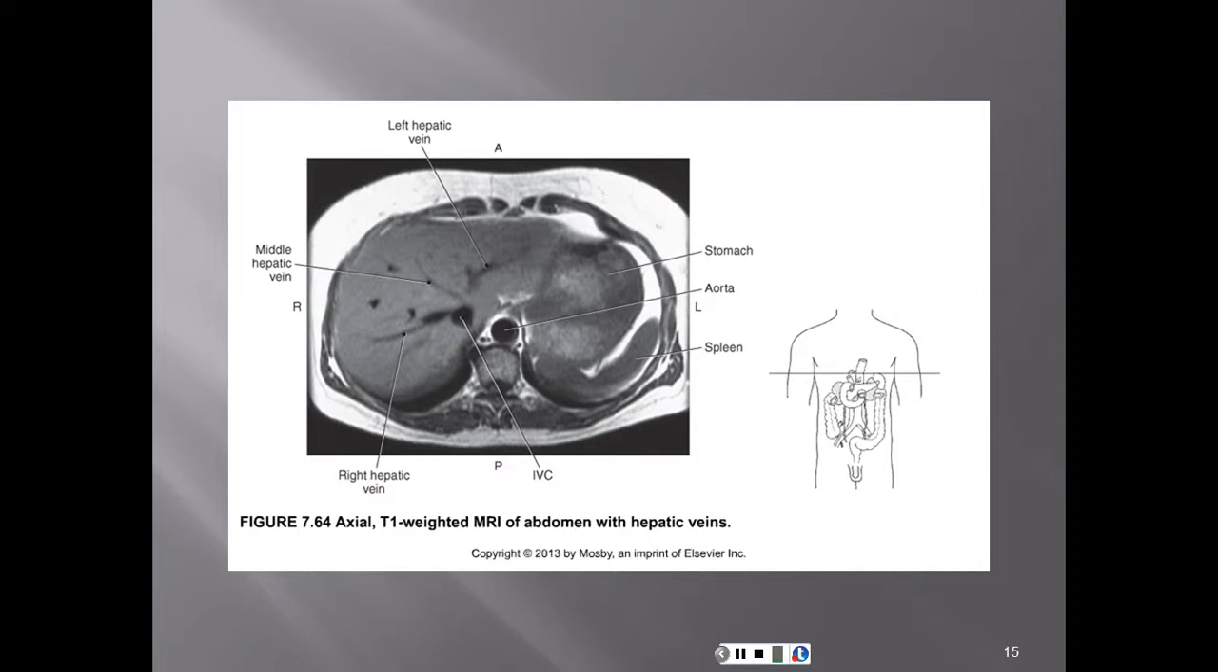Axial T1 weighted MRI image of the abdomen and the hepatic veins. You should be able to identify the liver, again the IVC and aorta, the spleen, as well as the vertebra. We didn't really discuss the bones in the back, but that's the vertebra right there.